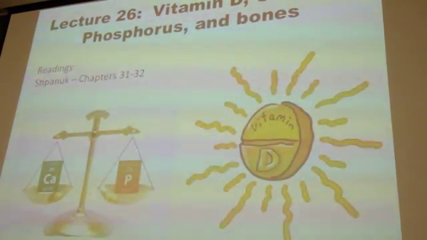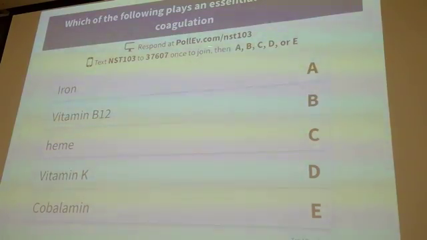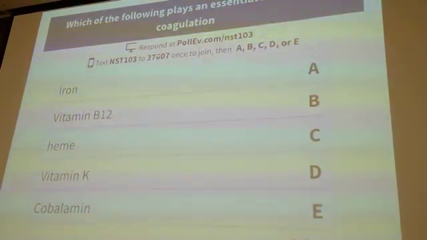So before we start, we'll do a couple review questions from last lecture on some important concepts. So please do try to participate. You can go to this website, polleverywhere.com, NST103, or text NST103 to this number. So this first question: which of the following plays an essential role in blood coagulation? Iron, vitamin B12, heme, vitamin K, or cobalamin?